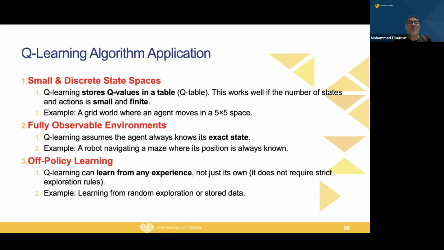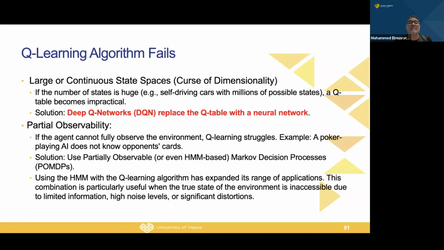And what is the application of Q-learning that we have seen today? It can be applied very well in the case of small and discrete state spaces, in the case of fully observable environments, and in the case of policy learning. That means you learn from experience, so you can repeat it many times. And Q-learning fails when you have a large or continuous state space.